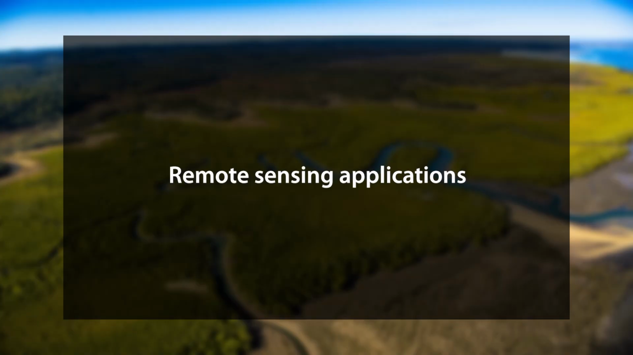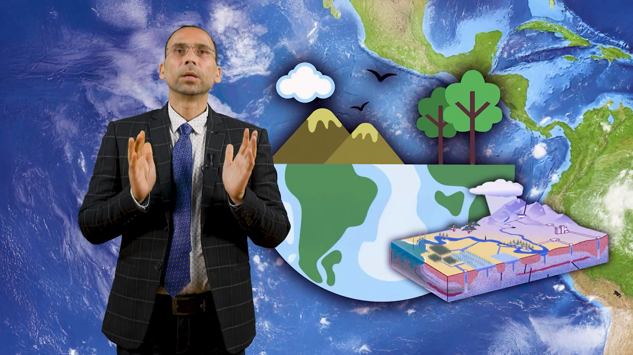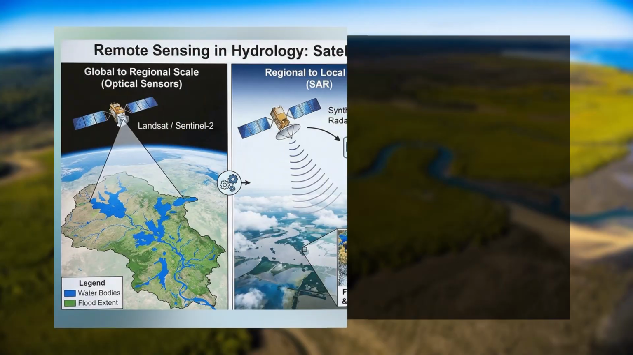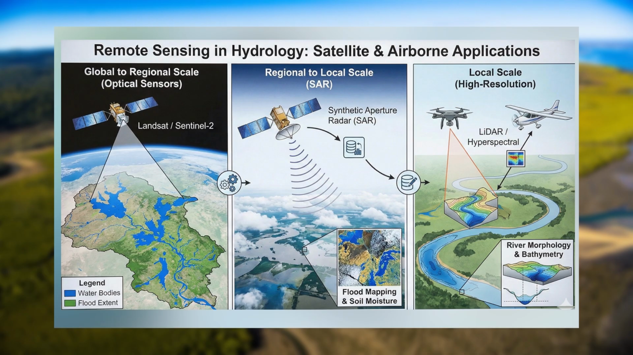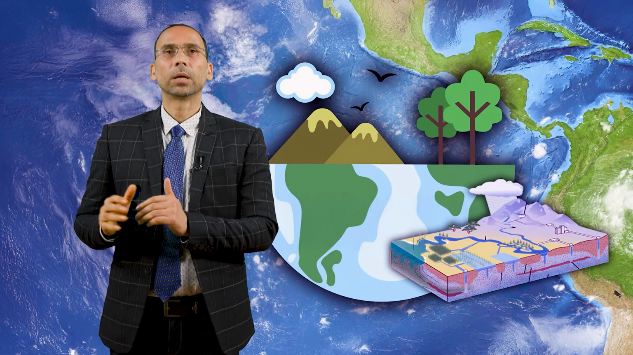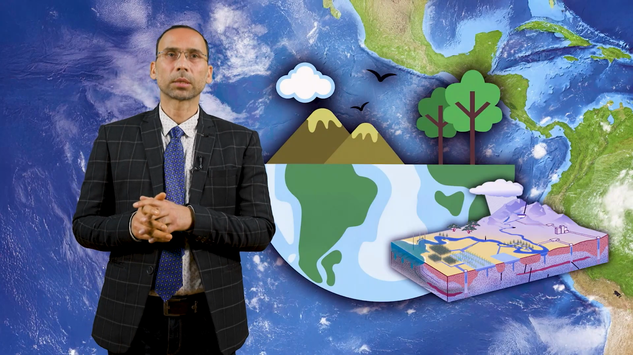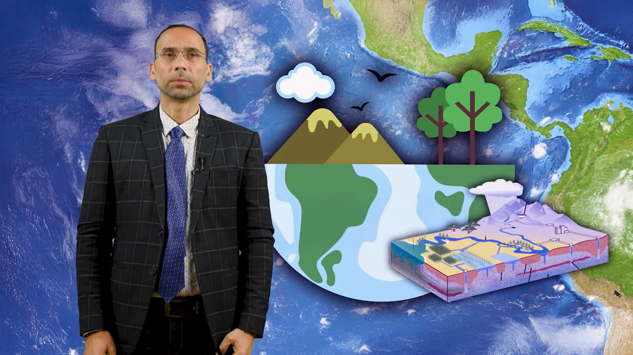Now, let us discuss remote sensing applications. Remote sensing is widely used in hydrology from small to global scales. Optical sensors, for example Landsat and Sentinel-2, and synthetic aperture radar map water bodies, flooding and morphology. Radar altimetry estimates water levels in remote water bodies. In the ungauged watersheds, it is used to construct flow data for modeling.